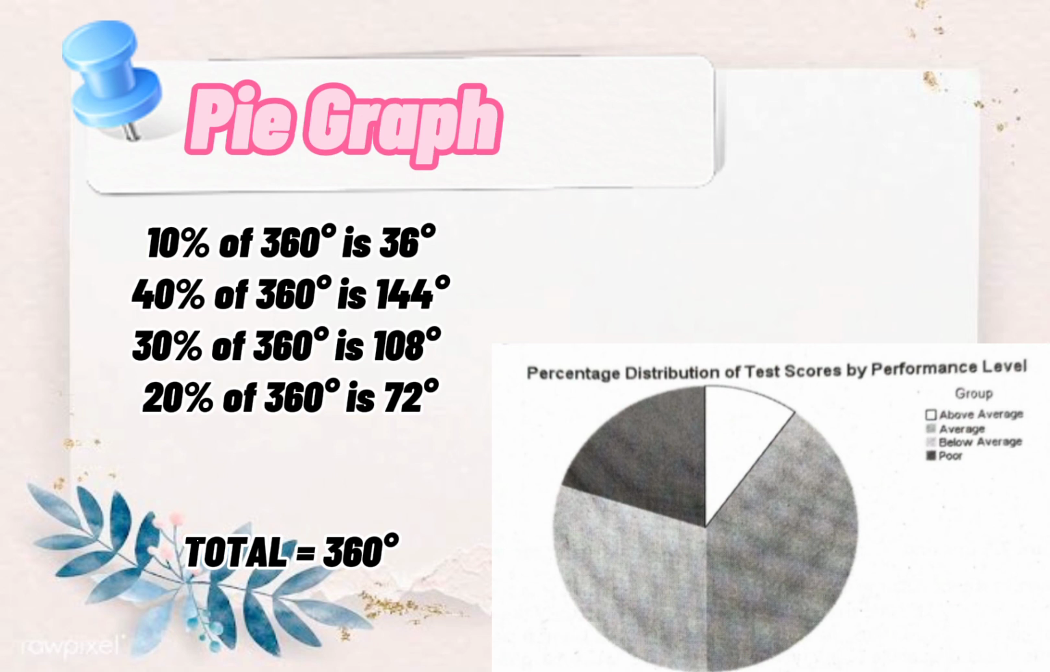You can use an ordinary protractor or compass, and you need to label each portion of the pie with different shades to indicate the categories, and label the whole chart.